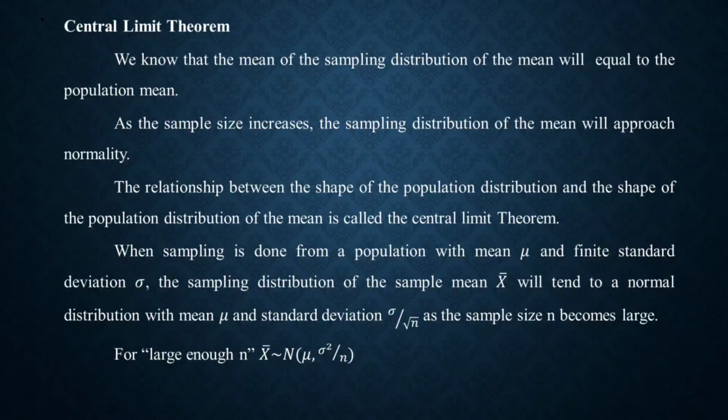Now the relationship between shape of the population distribution and shape of the sampling distribution of mean is called the central limit theorem. When the sampling is done from a population with mean mu and standard deviation sigma, the sampling distribution of the sample mean x bar will tend to a normal distribution whose mean value will be mu and the standard deviation will be sigma by root n. Now, for n large enough, that is as n becomes very large, the mean x bar tends to the normal distribution, that is N of mu comma sigma square by n.